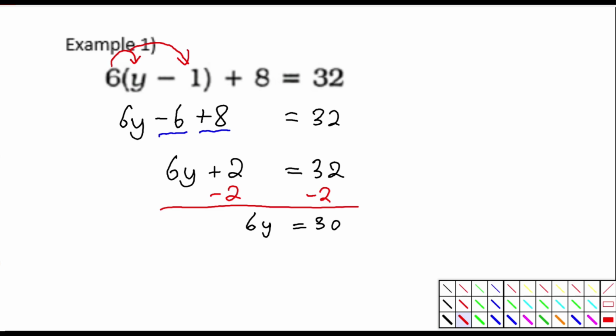And then I'm just going to divide both sides of my equation by 6. And my answer is y is equal to 5. Game over. Not too bad. Really the only difference is a little bit of combining and distributing. So that first problem right there in the first step, just distribute and then simplify.